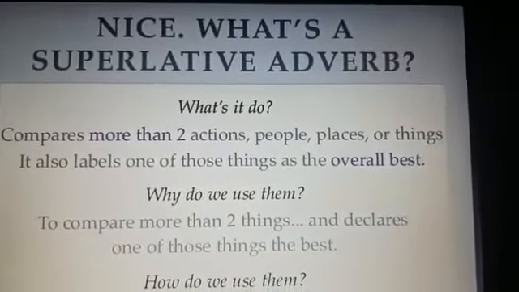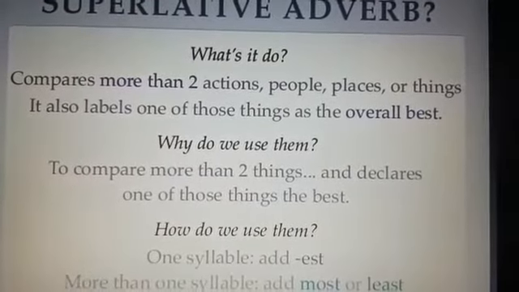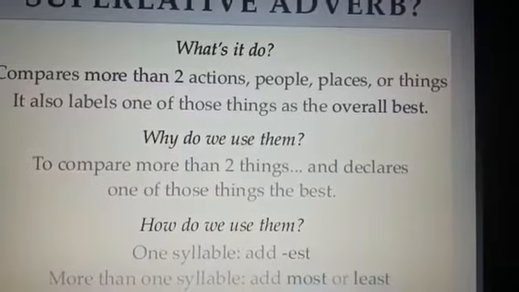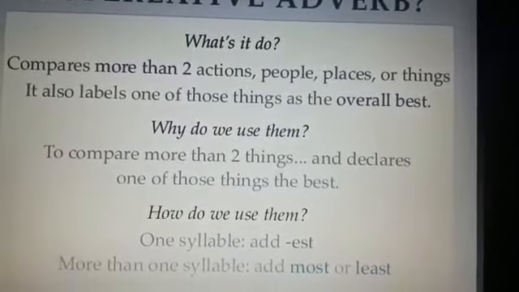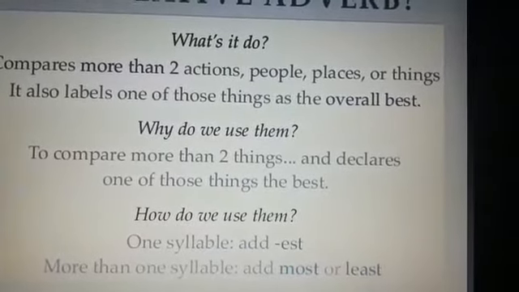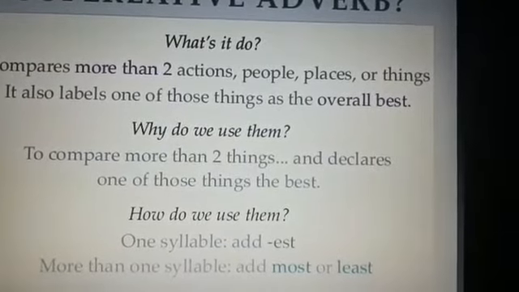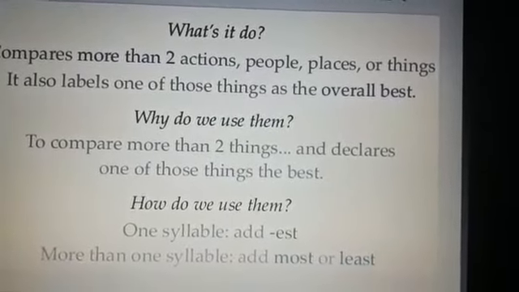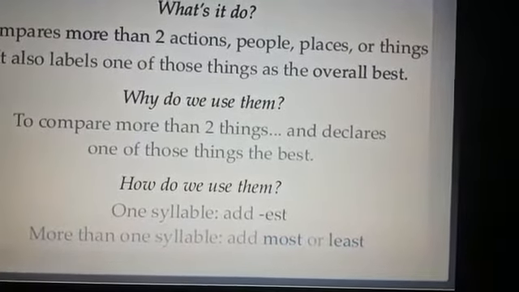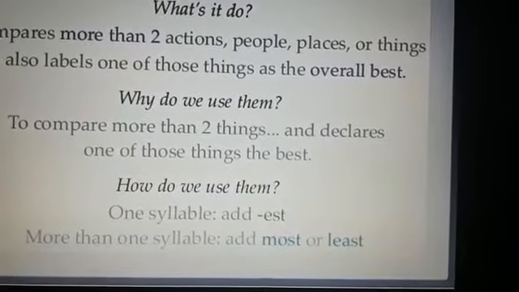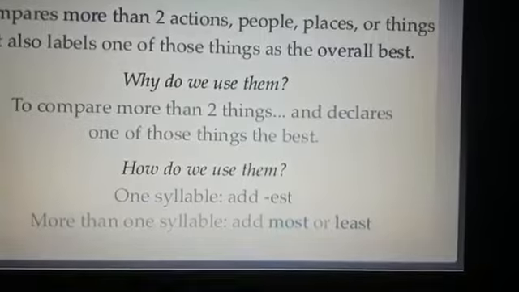Nice. What's a superlative adverb? What's it do? Compares more than two actions, people, places, or things. It also labels one of those things as the overall best. So, why do we use them? We use them to compare more than two things and declare one of those things the best.